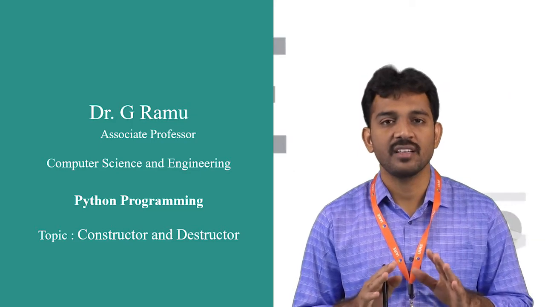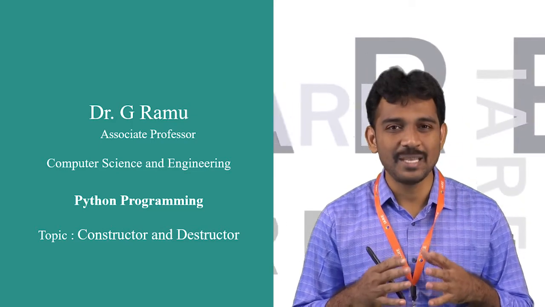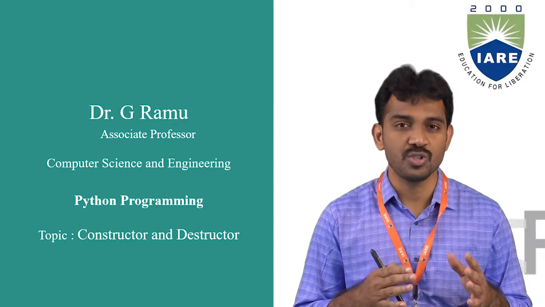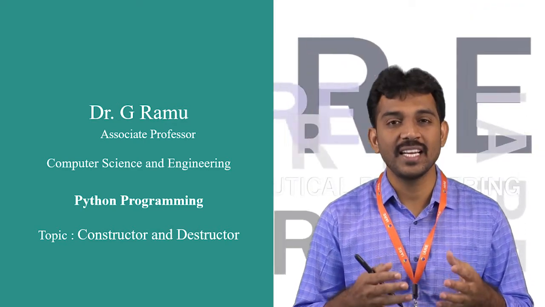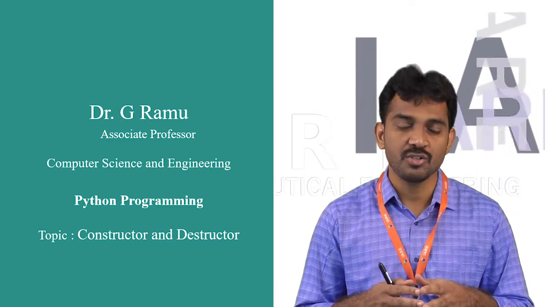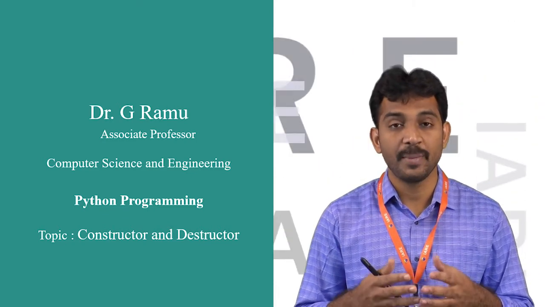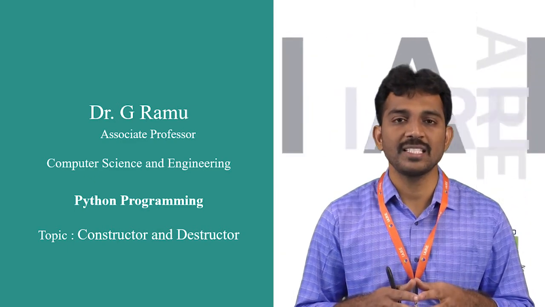Destructor means destroying. The automatic garbage collection is also called garbage collection. The objects which are not in use, we can delete manually also. It's possible in Python. Java supports automatic garbage collection. Python also supports automatic garbage collection.